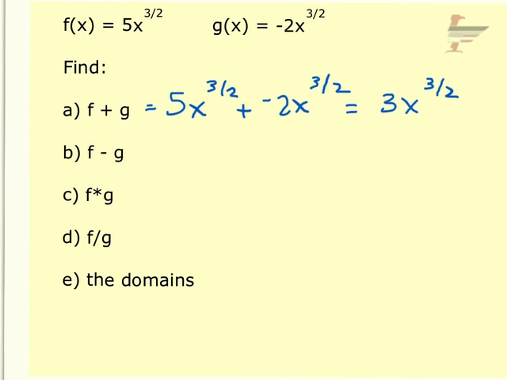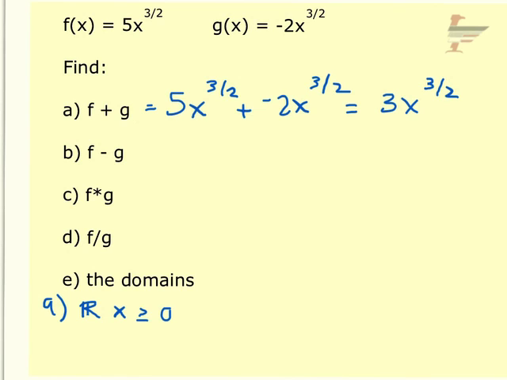So x to the 3 halves. Now remember, you should look at your unsimplified. Well, they're both square roots, and square roots have to be positive. So I have no denominator that I have to worry about. I do have an even exponent that I have to worry about. So square roots have to be positive. So the domain for part A is all real numbers that are greater than or equal to 0, because you can square root 0.